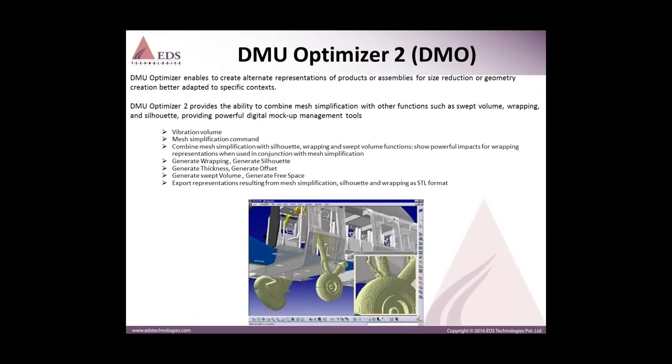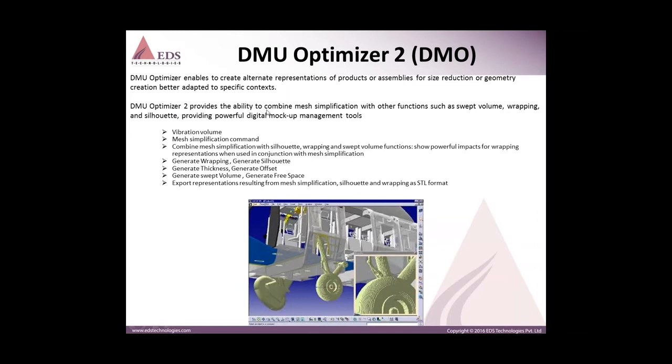Optimizer is generally used for creating alternative representations of products or assemblies for size reduction or geometry creation better adapted to specific contexts. If you don't want to show our data or use the data with the vendor or our supplier, we can send the data in this dump format, which is a tessellated format. In a swept volume format, we can say.